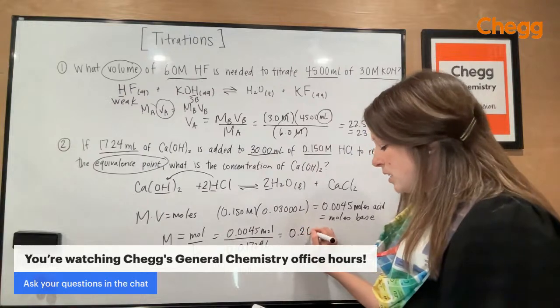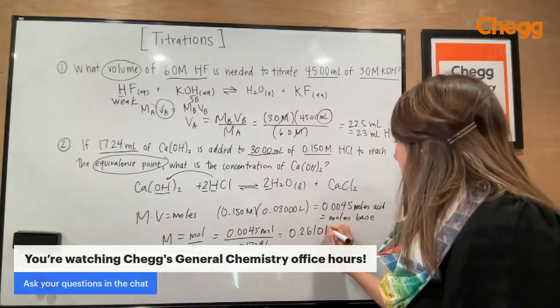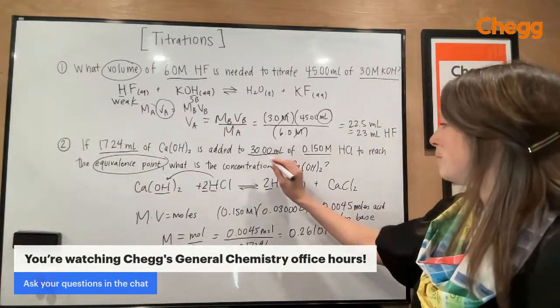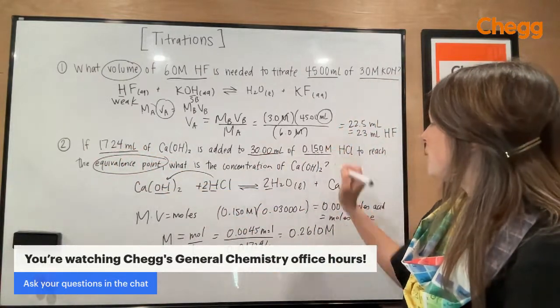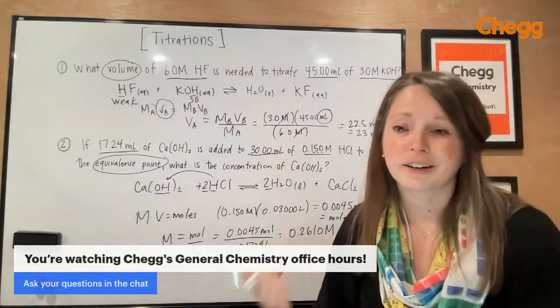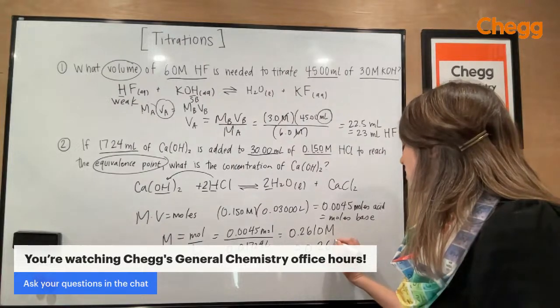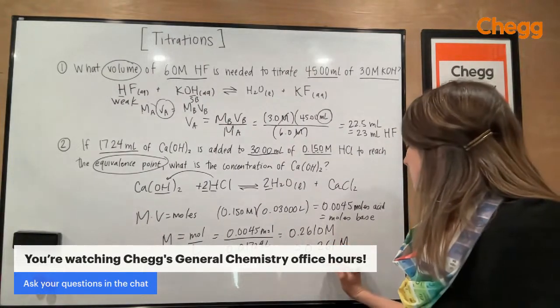So 0.2610 molar. Again, double check all of our numbers. We have 4 sig figs in that initial number, 4 here, but only 3 in this concentration. Therefore, my final answer also has to have 3. So this becomes 0.261 molar calcium hydroxide.